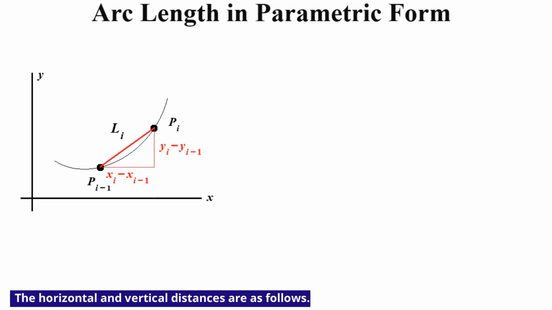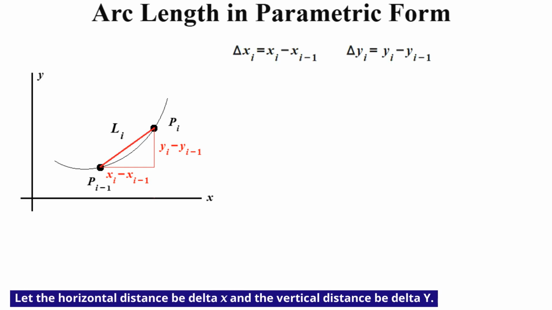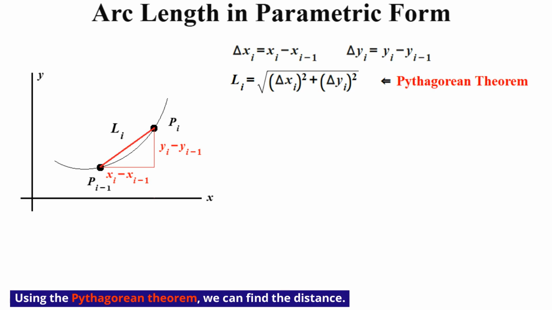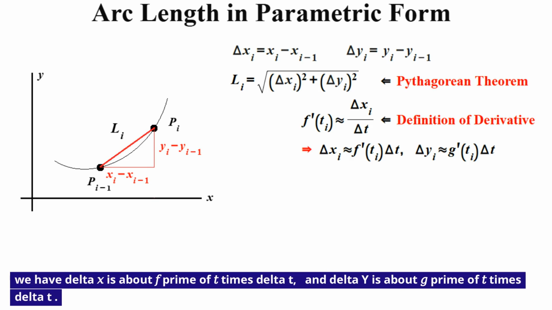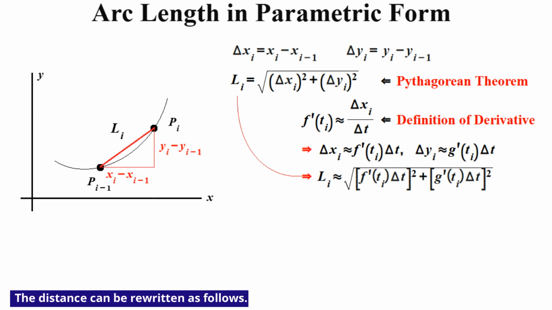The horizontal and vertical distances are as follows. Let the horizontal distance be delta x and the vertical distance be delta y. Using the Pythagorean theorem, we can find the distance. Here, using the definition of the derivative, we have delta x is about f prime of t times delta t, and delta y is about g prime of t times delta t. The distance can be rewritten as follows.